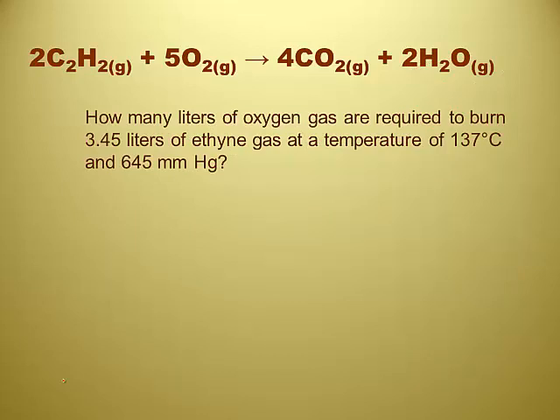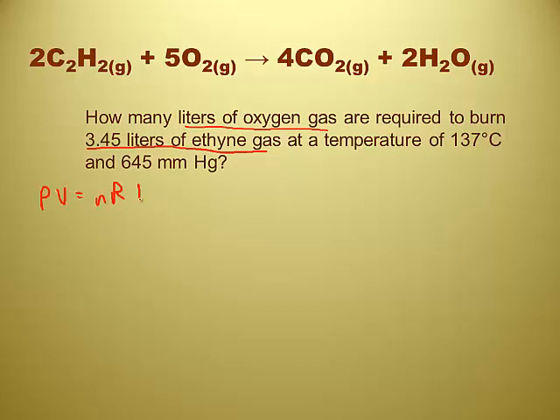How many liters of oxygen gas are required to burn this? This is not STP, so something tells me we're going to be doing PV=nRT. So they're telling me the number of liters of ethyne gas, and they're asking me for liters of oxygen gas. We're doing PV=nRT twice: once at the beginning to get the moles, and once at the end to get the moles. Okay, let me do my first PV=nRT.